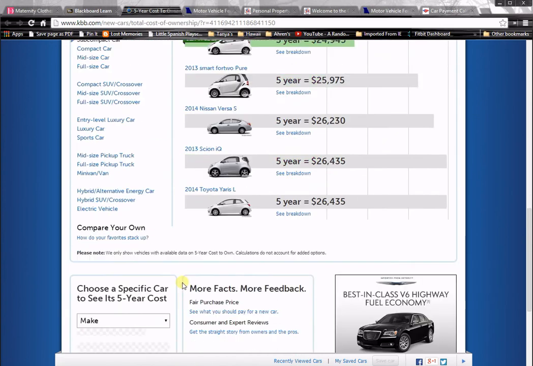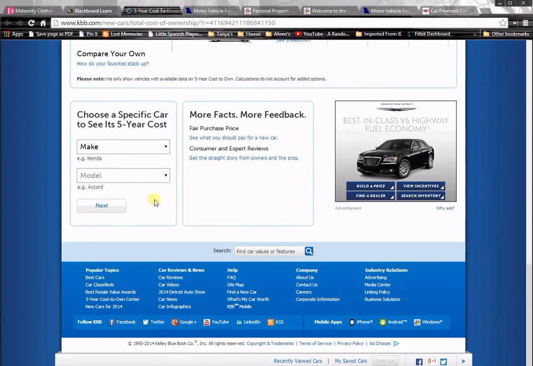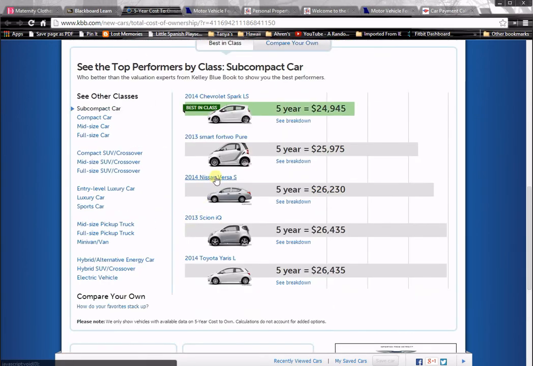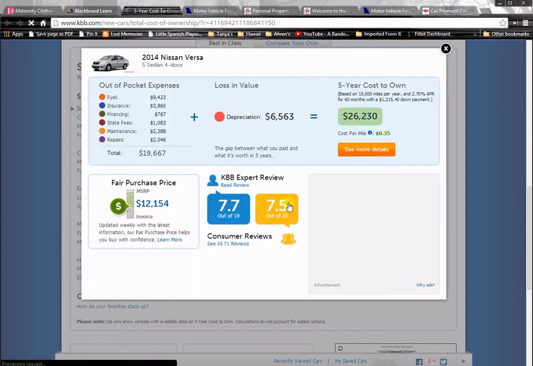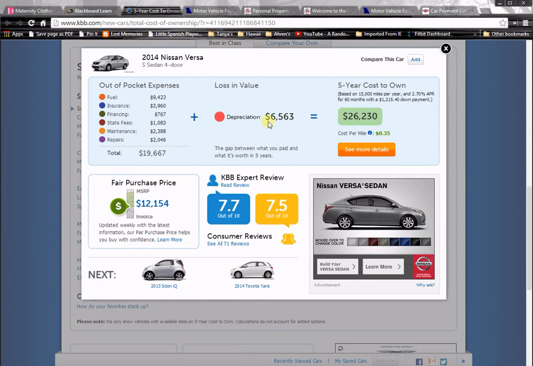pick a car. They have a place down here. You could pick a specific make and model. You'd want to do that. Let's just say a 2014 Nissan Versa. See the breakdown. You can see total depreciation over 5 years of $6,563.